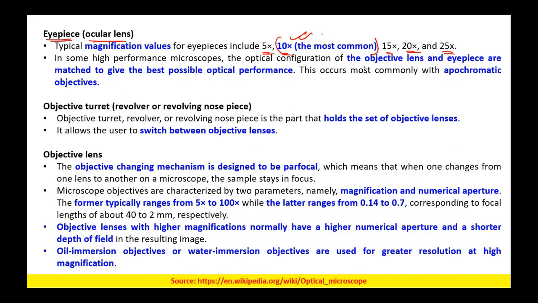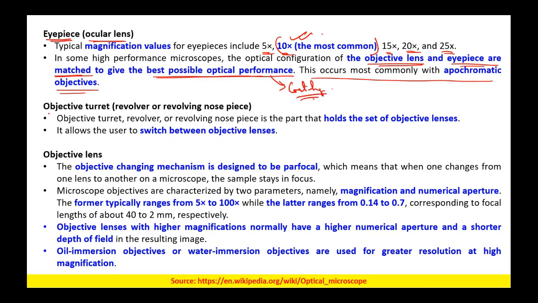In patented and good quality microscopes, you will find that the objective lens and the eyepieces are matched to give the best possible optical performance. However, these are quite costly, and this commonly occurs with apochromatic objective lenses.